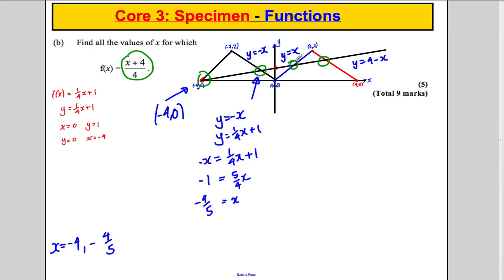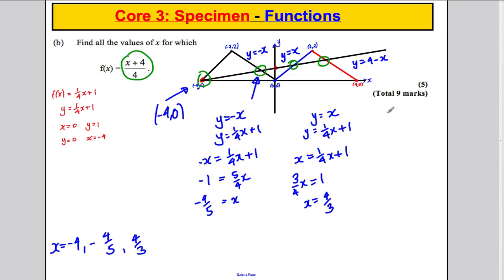How do we get this one? Well, we solve where y is x is equal to the graph y is a quarter x plus 1. Make them equal. X is equal to a quarter x plus 1. Subtract a quarter x off both sides. 3/4 x is 1. So therefore x must be 4 over 3. So another one is 4 over 3.